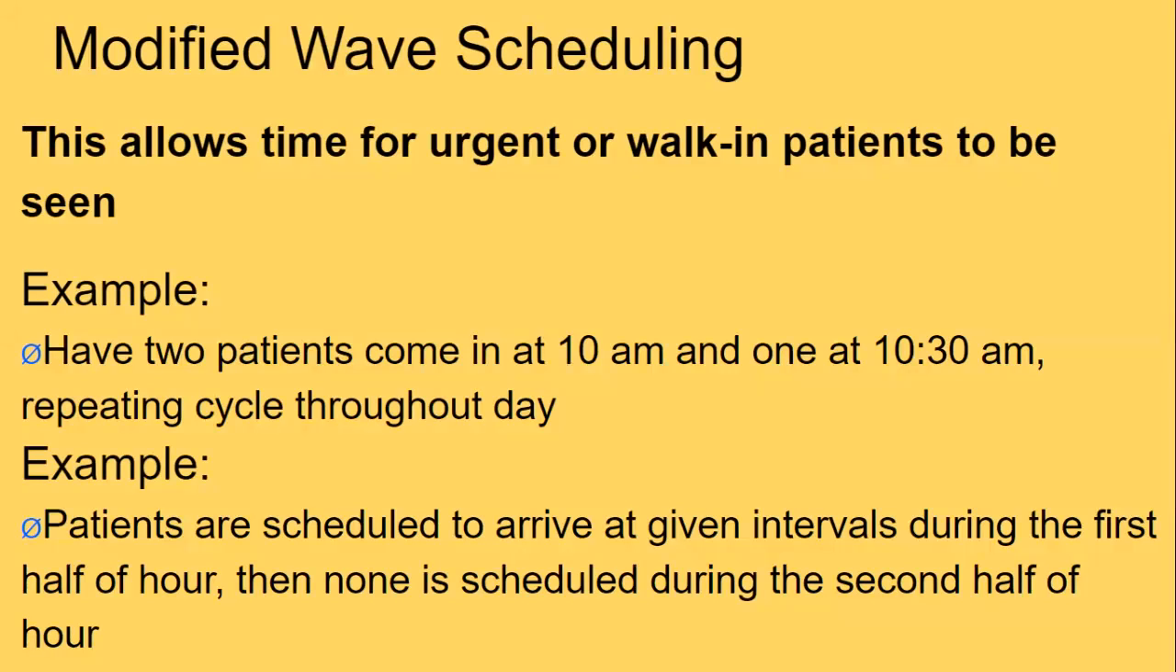Okay, so let's talk about modified wave scheduling. This allows time for urgent or walk-in patients to be seen. Okay, here's some examples. You have 2 patients come in at 10 a.m. and 1 at 10:30 a.m., repeating the cycle throughout the day. Here's another example. Patients are scheduled to arrive at given intervals during the first half hour, then none is scheduled during the second half hour, because you're using that second half hour to finish up with the visits of the patient who arrived on the first half hour. I hope that makes sense.